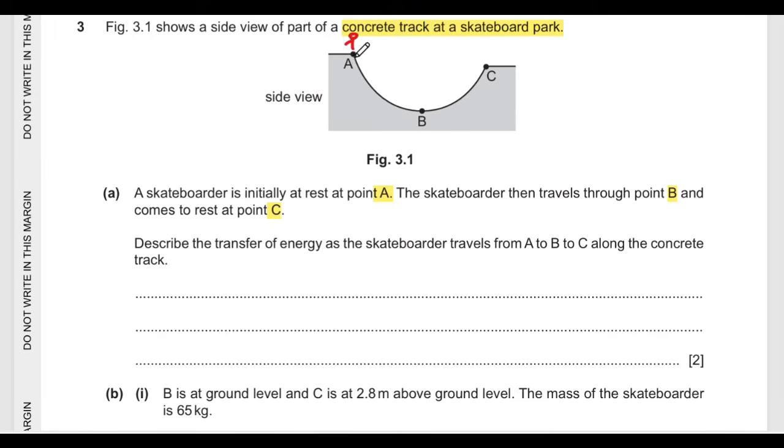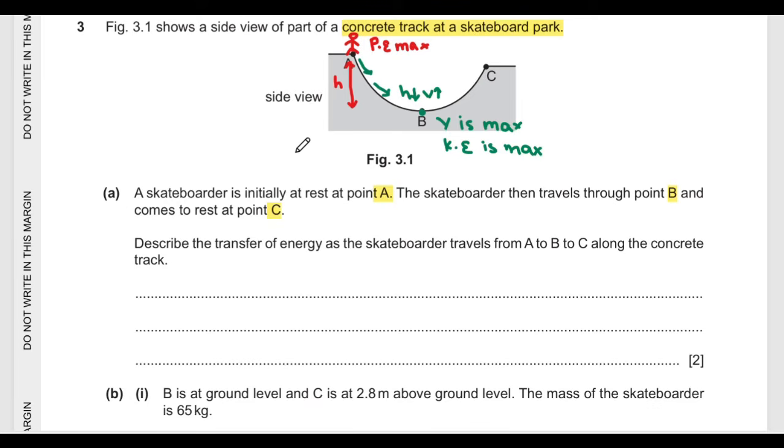So firstly, this person is at point A, and you know this point has the maximum height from point B. So if it has maximum height, that means the potential energy at this point is maximum. Then the person starts coming towards point B and the height starts decreasing and the velocity of the skateboarder starts increasing. At point B, the person has maximum value of velocity so that he has maximum kinetic energy.